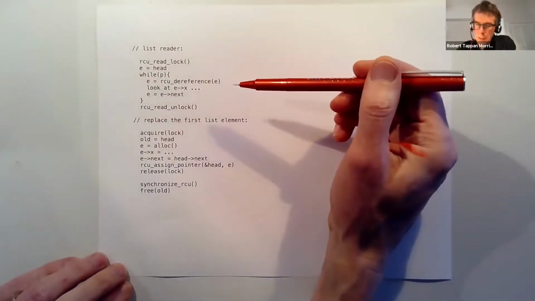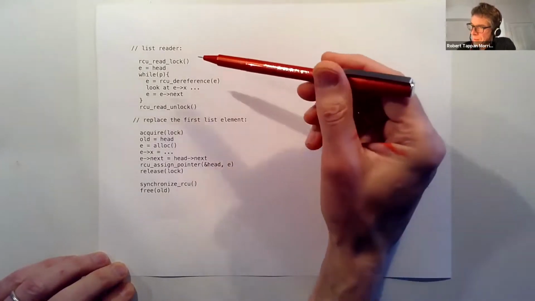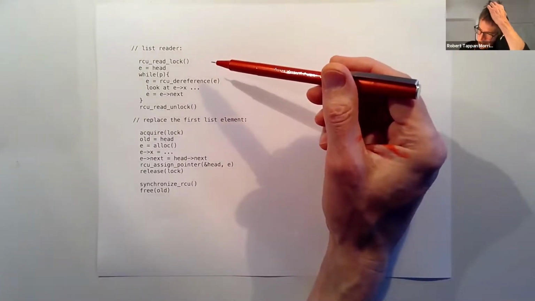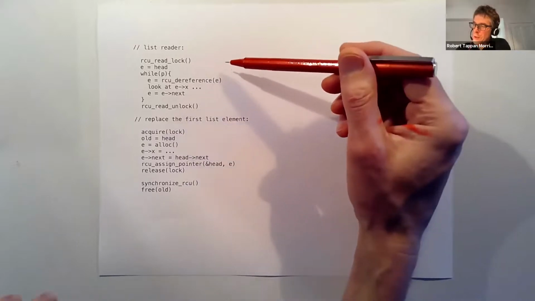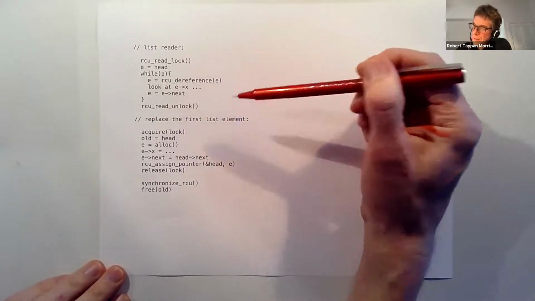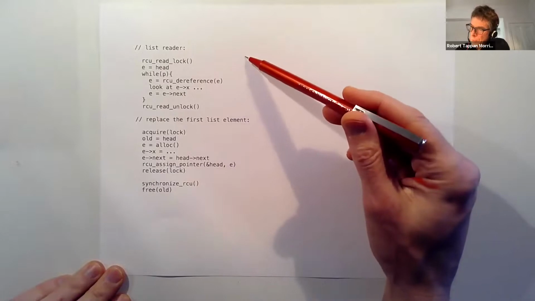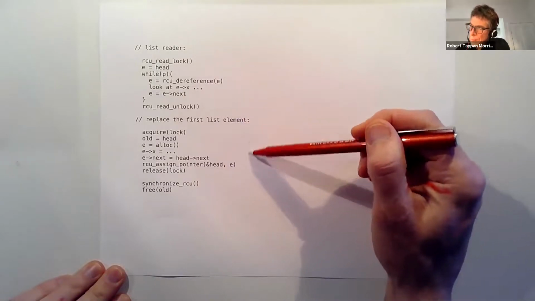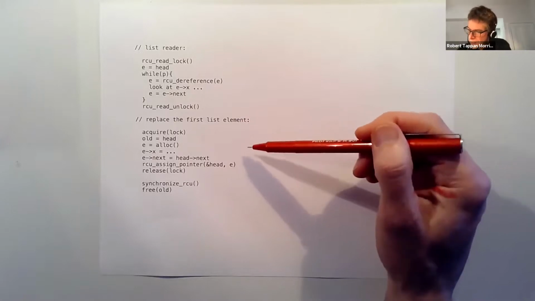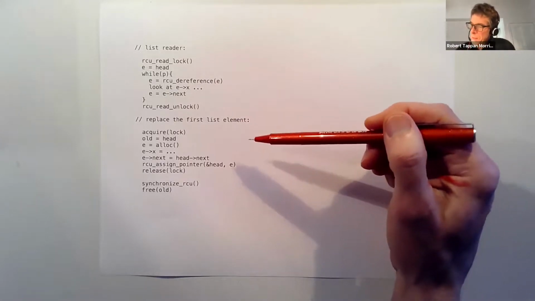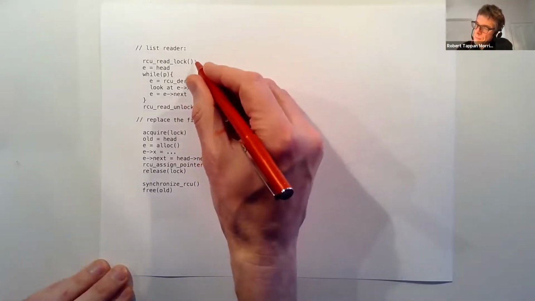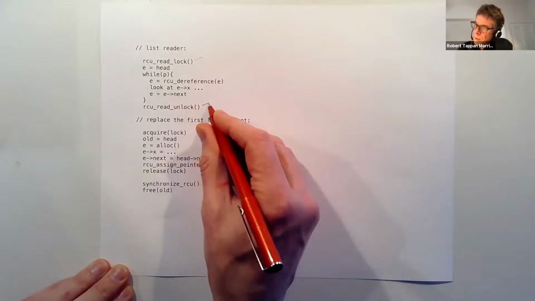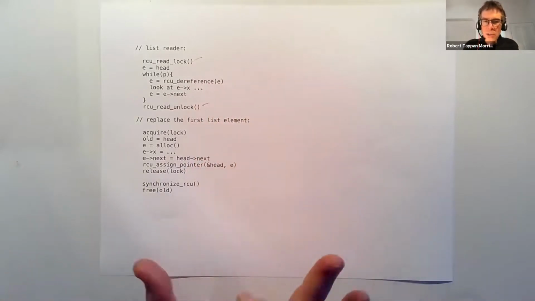Let's see. So just to firm up all the stuff I just talked about, here's what you would see in a simple use of RCU. This is code you might see for reading an RCU protected list, and on the right side, code for the particular case of replacing the first list element. On the read side, there are these ReadLock and ReadUnlock calls. Those do almost nothing.